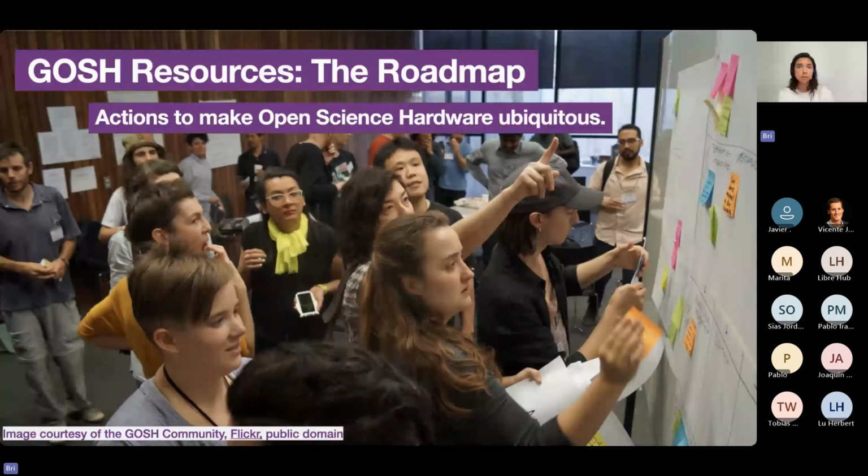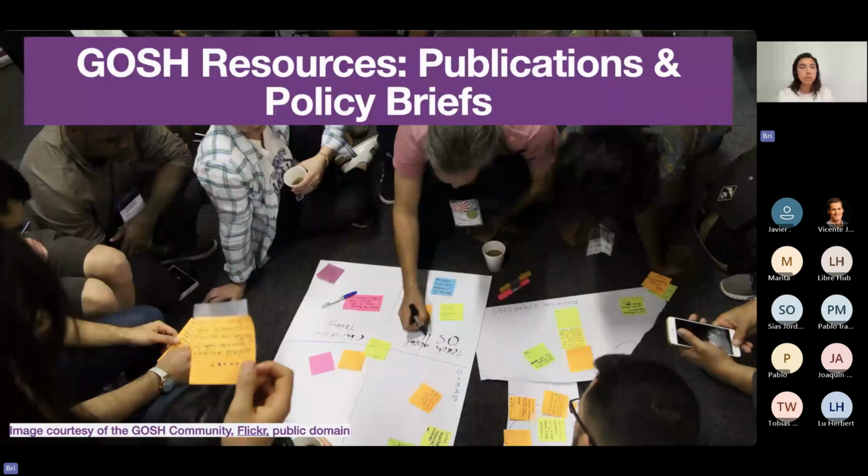I also want to quickly mention that we do have a lot of publications and policy briefs. Part of our roadmap was to create documents such as this to reach key audiences and stakeholders that we think can help bolster open science hardware and make it ubiquitous. We have policy briefs that have been aimed at research funders, technology transfer offices, and also international policymakers. And so if you are interested in the policy side of open science hardware, we have that stuff on our website and it's really useful.